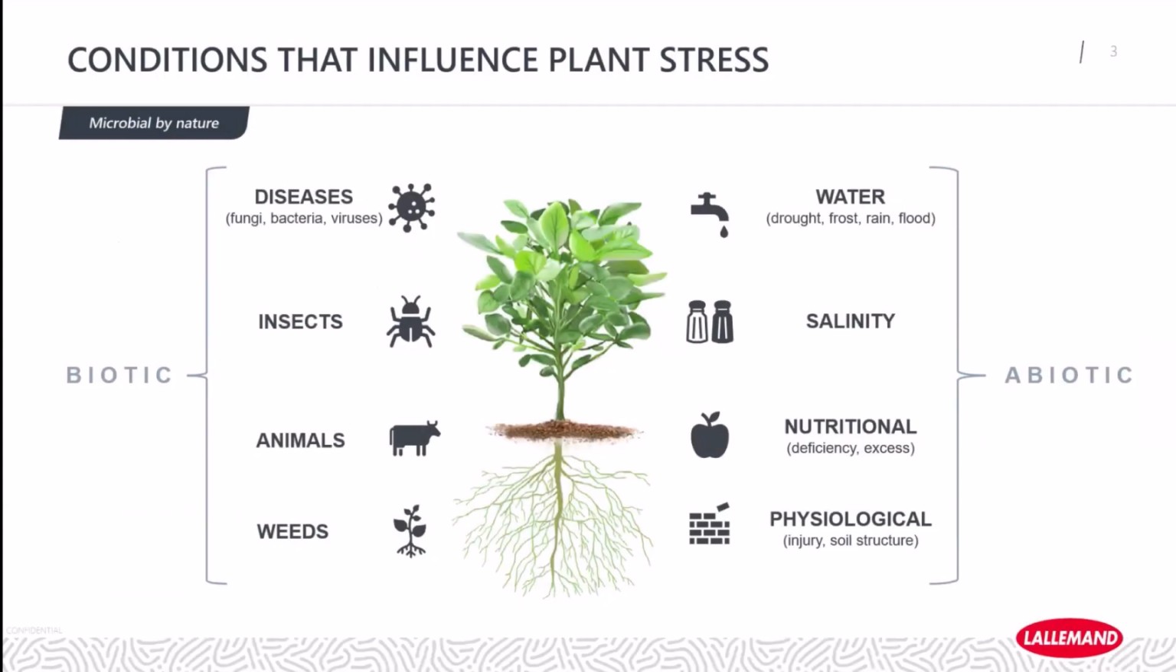The first thing we need to do is really decide what is going to stress a plant. So a plant is going to be exposed to a number of different stresses, and those stresses are going to be defined as really any unfavorable condition that will affect or block a plant's metabolism, growth, or development.